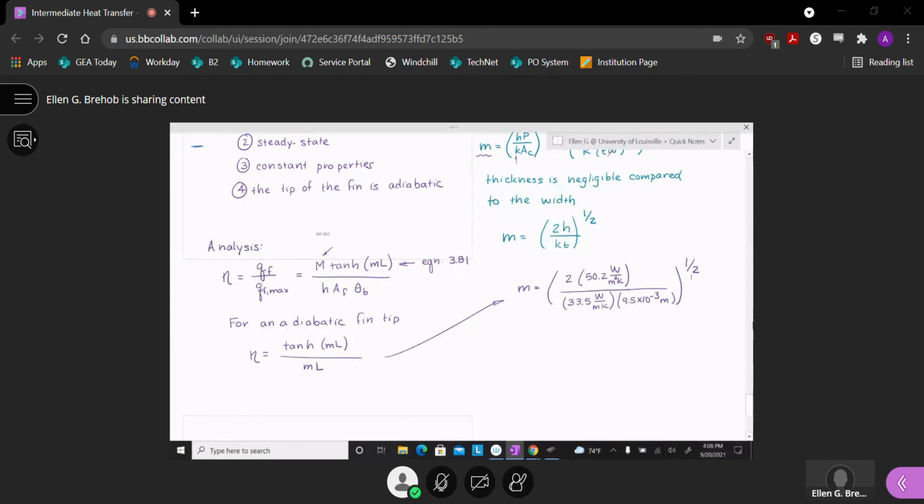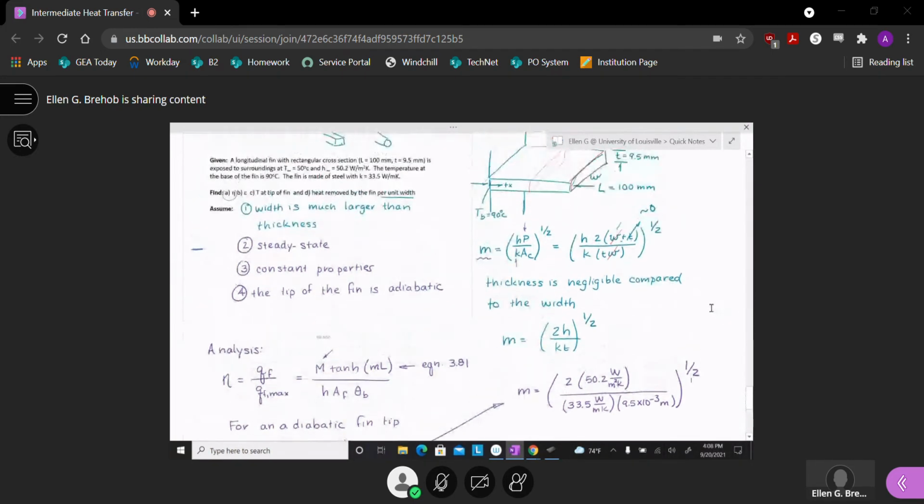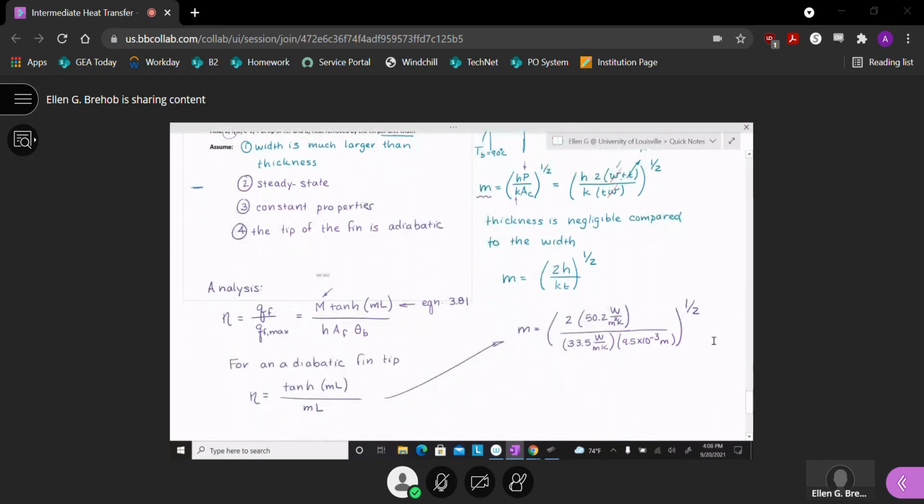Okay, and I am looking up just to feel good that I have substituted things in right. Heat transfer coefficient, oh, there's the K, and thickness is 9.5 millimeters. Okay. The units for m come out to 1/meter. I usually carry that through.